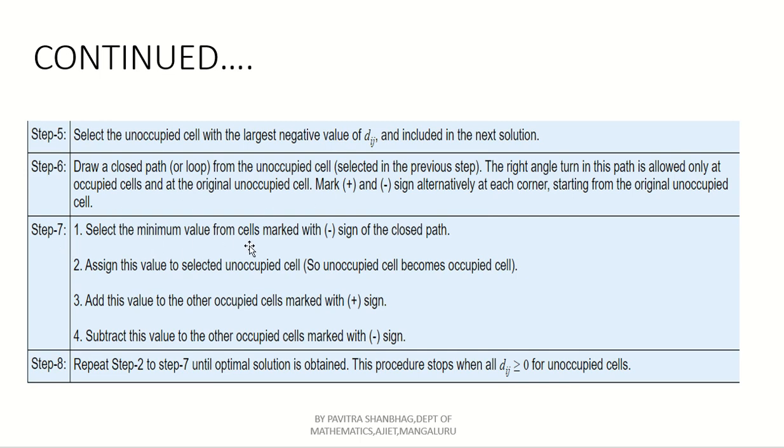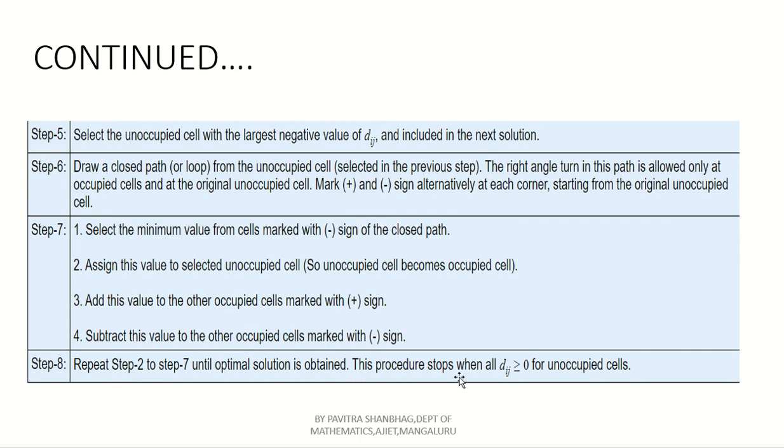Select the minimum value from the cells marked with the negative sign of the closed path. Assign this value to the selected unoccupied cell. So the unoccupied cell becomes occupied now. Add this value to the other occupied cells marked with the plus sign. Subtract this value from the other occupied cells marked with the negative sign. Now here repeat step 2 to step 7 until the optimal solution is obtained.